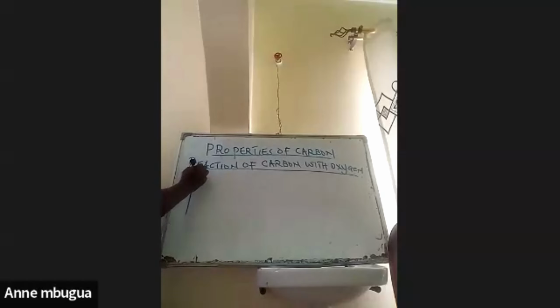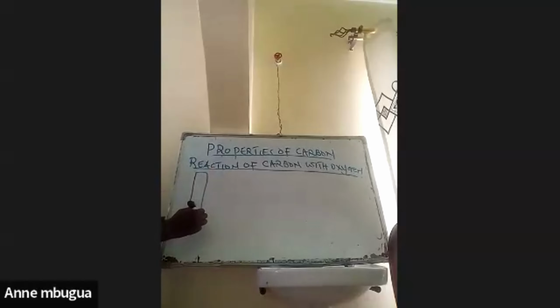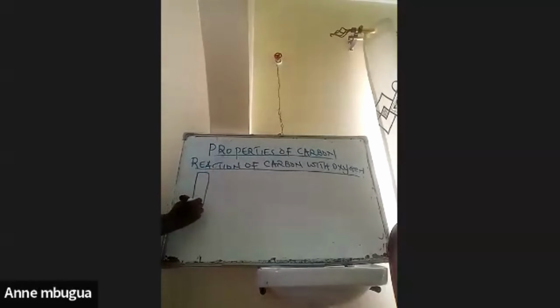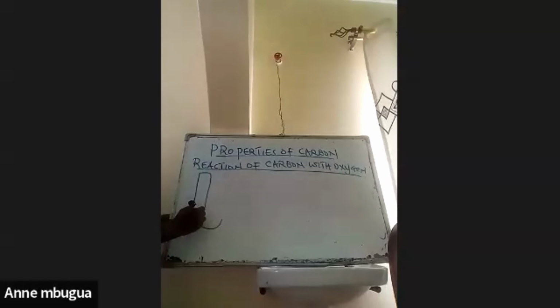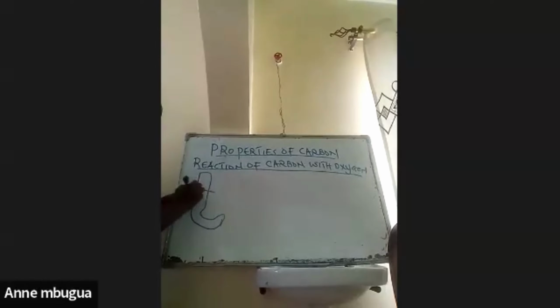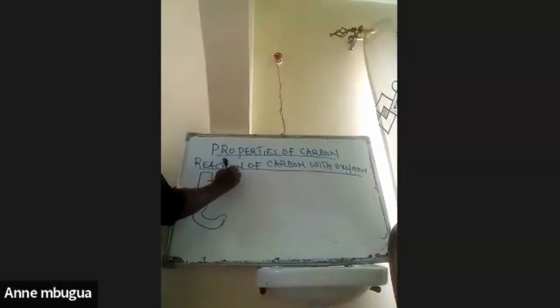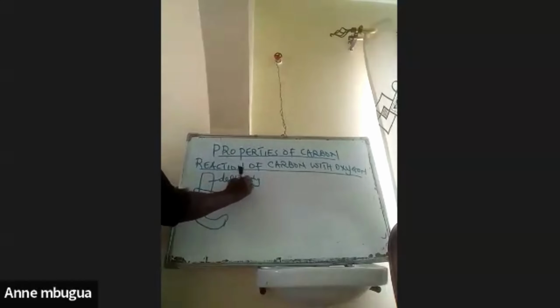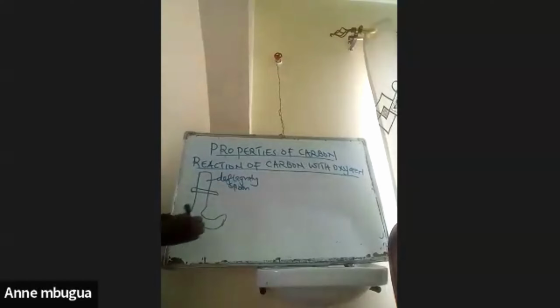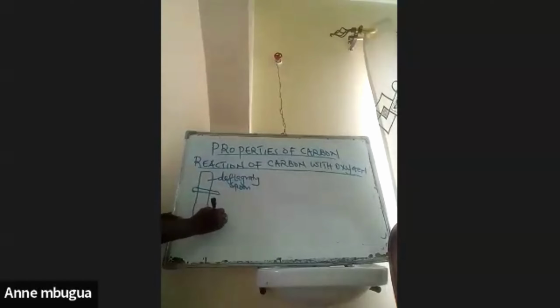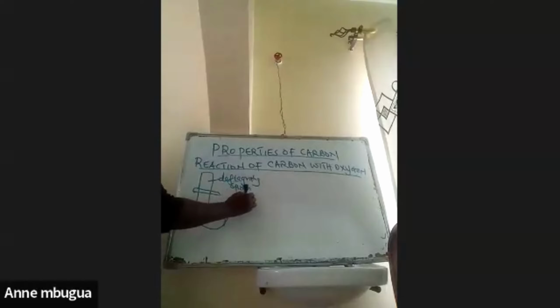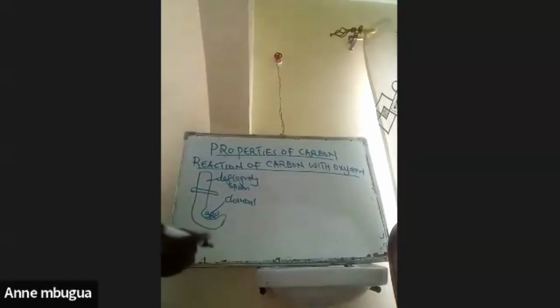We've got a diagram here, and this diagram represents a deflagrating spoon. The work of the deflagrating spoon is to heat substances when they are being burnt. So the examiner may decide to draw this deflagrating spoon, and here we have got our charcoal. Charcoal is an amorphous form of carbon.